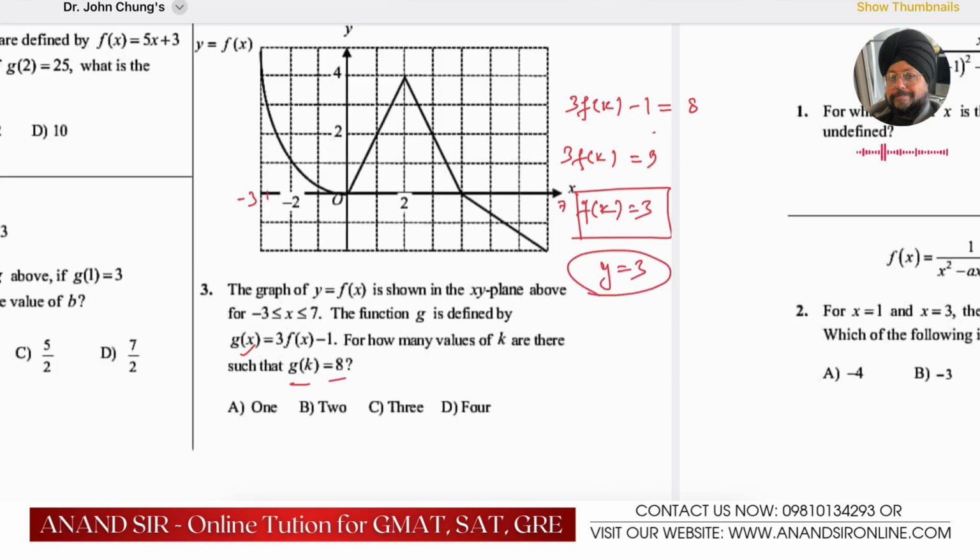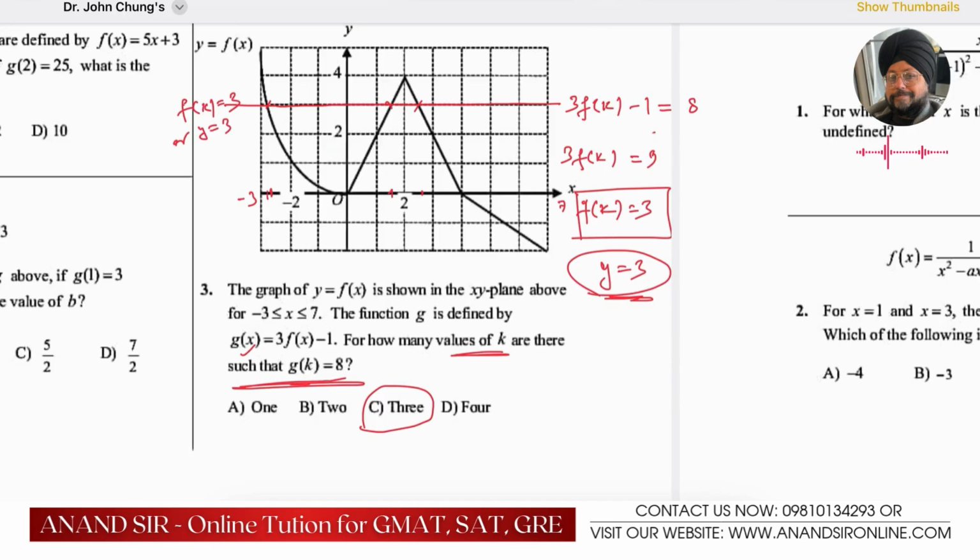He is asking for how many values of k, that is for how many values of x, is g(k) equal to 8, that is y is equal to 3. So if I draw a line y equal to 3 over here, this is f(k) equal to 3. We have to find how many values of x. See, 1, 2 and 3. It means the line y equal to 3 intersects the graph at 3 points. Therefore, the value of k is 3.